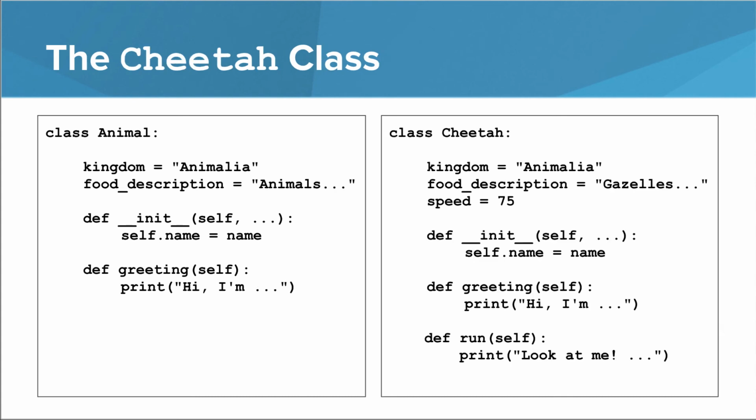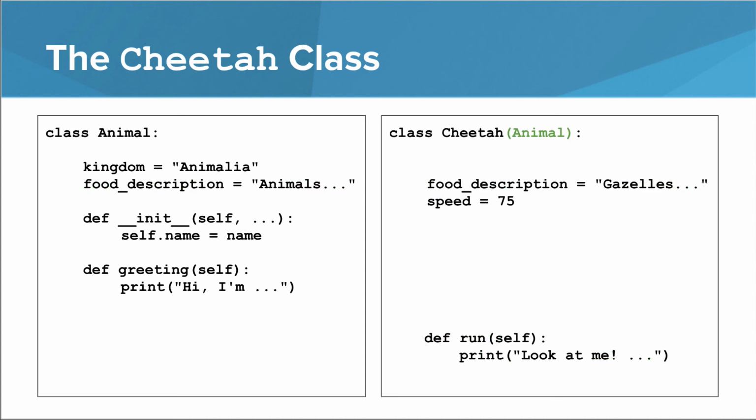Imagine if we had to just make another class from scratch. This seems like more work than we should have to do. Aside from the things highlighted, these classes are basically the same. Check this out. There's actually a way to specify in the Cheetah class that it should just have everything the animal class has, and anything we specify is either different or new.